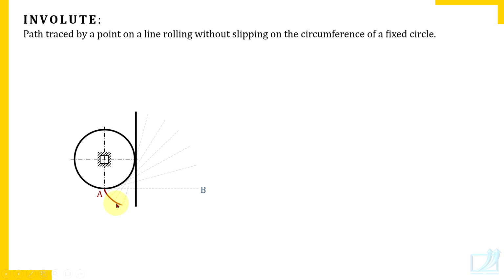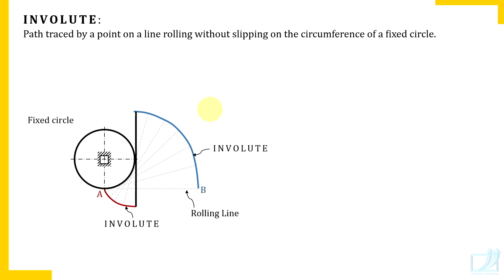So this is how point A moves away from the circle along this path, and the path traced by point A is an involute. AB is the initial position of the line. If this line continues to roll on the circle, finally end B comes in contact with the circle. So this is the fixed circle.